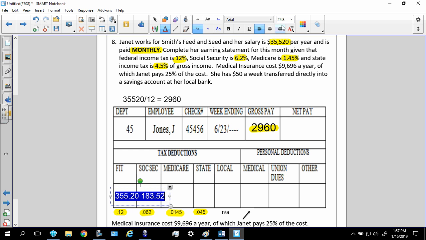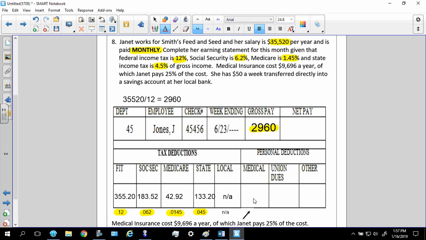This is going to bug me, how it's bleeding over to each. There we go, makes it look a little better. All right, Medicare ends up being $42.92. State ends up being $133.20. Oop, bled over again. That works. And of course, local, there is no local tax, so that's going to be an NA.